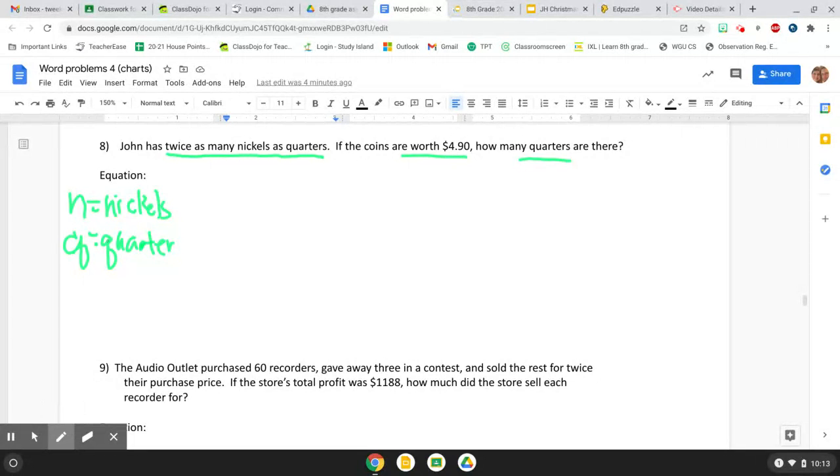All right. So I also notice that this first sentence is talking about how many coins there are, right? The number of coins, the number of nickels and quarters. And then this part here is talking about how much they're actually worth, right? So that helps me set up my chart.